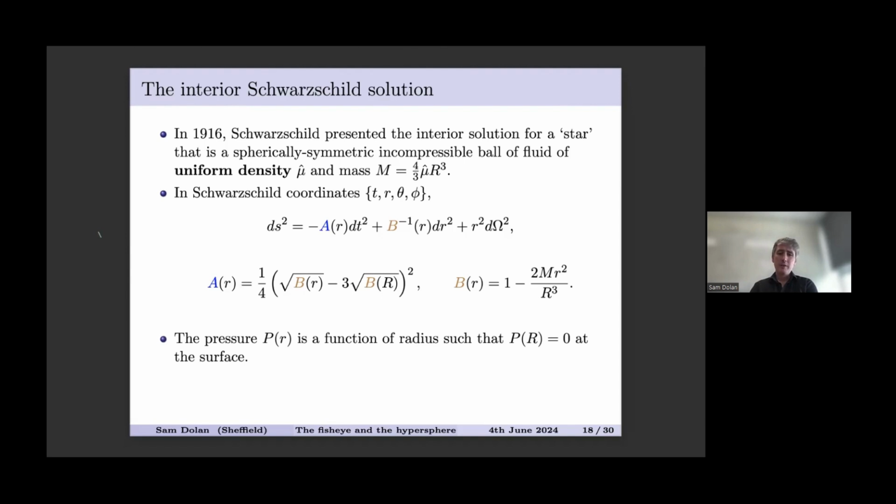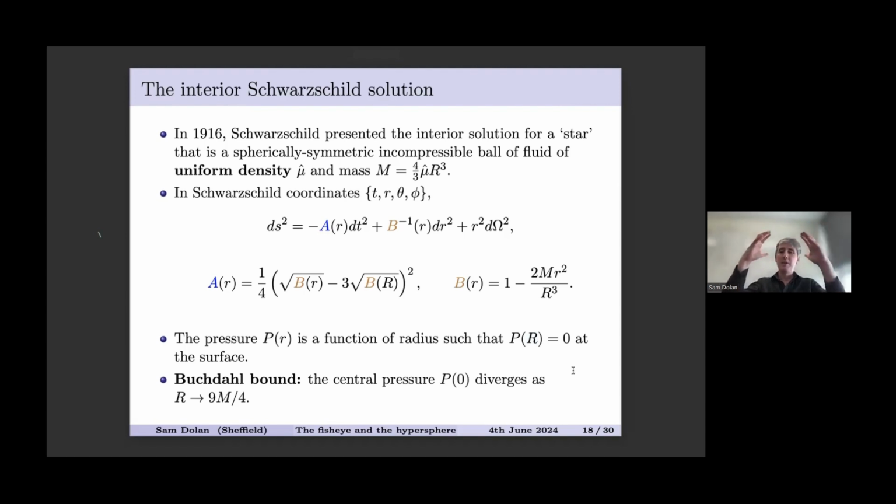What we do know is that when you calculate the stress energy tensor and you read off the diagonal components, you get the density and the pressure. And the pressure is some function of radius. And on the surface of the sphere, the pressure is 0. So this condition determines the radius of the sphere. So you can construct these solutions of any radius you like up to some limit.